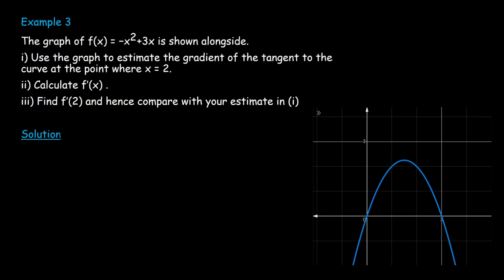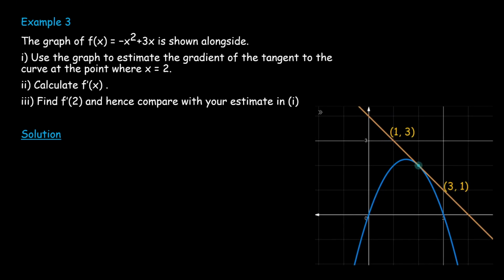Alright then, so they want us to first of all estimate the gradient of the tangent to the curve where x is equal to 2. It means we're going to draw a line touching just the point x equal to 2. And then we choose 2 points on that straight line to work out the gradient. So my points here would just be 1, 3 and 3, 1.